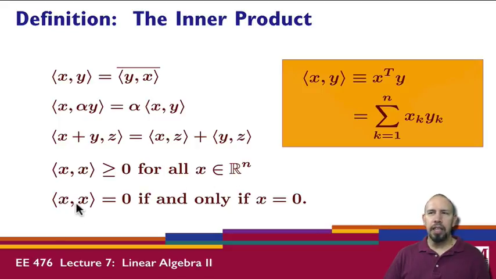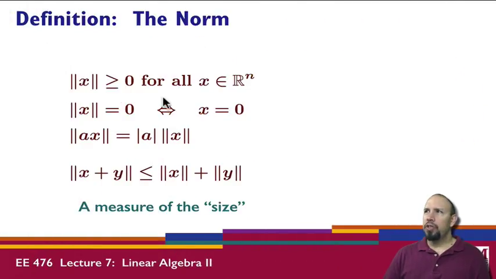If I take the inner product of some vector x with itself and I get 0, that can happen if and only if the vector x itself is 0. Okay, so I can't get 0 otherwise. All right, so that's the definition of the inner product. We can use that definition to establish something called the norm. So the norm is a function of just a single vector, and it satisfies these four properties.